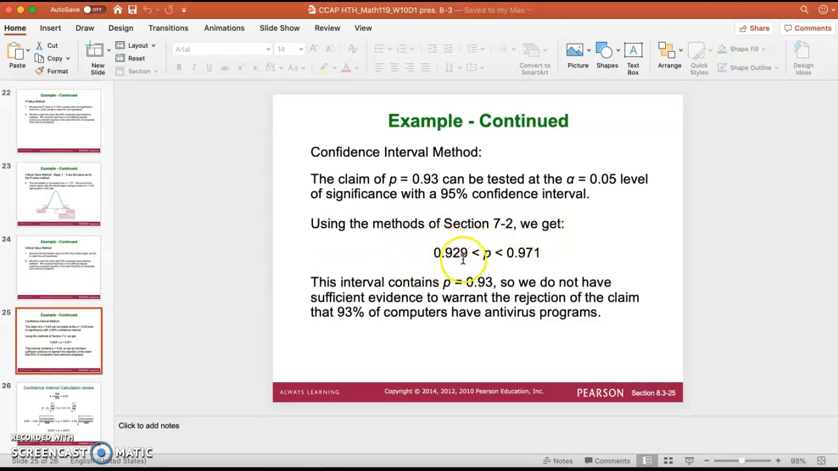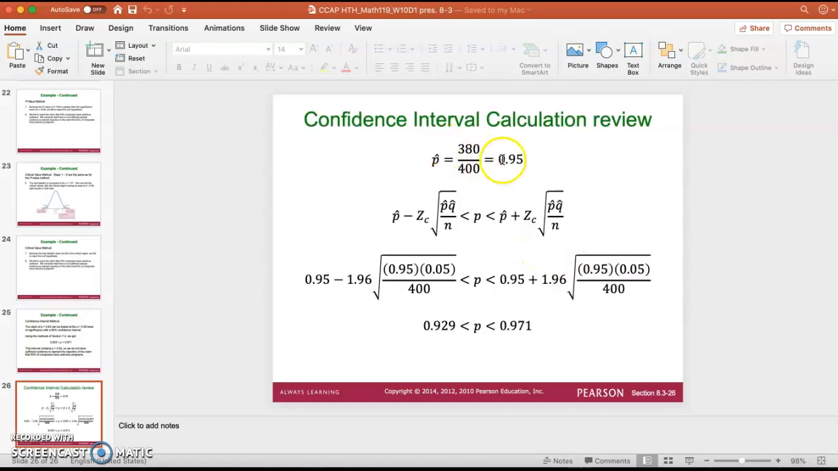We would end up getting this confidence interval of 0.929 to 0.971. Just to clarify, you get that from having your p-hat value, then plugging everything into this formula here. My critical value for a 95% confidence interval is still 1.96. Inside the square root here, plugging in that 0.95 and then 0.05, which is just 1 minus 0.95, all divided by that 400. Same idea over here, just this time it's plus that critical value of 1.96.